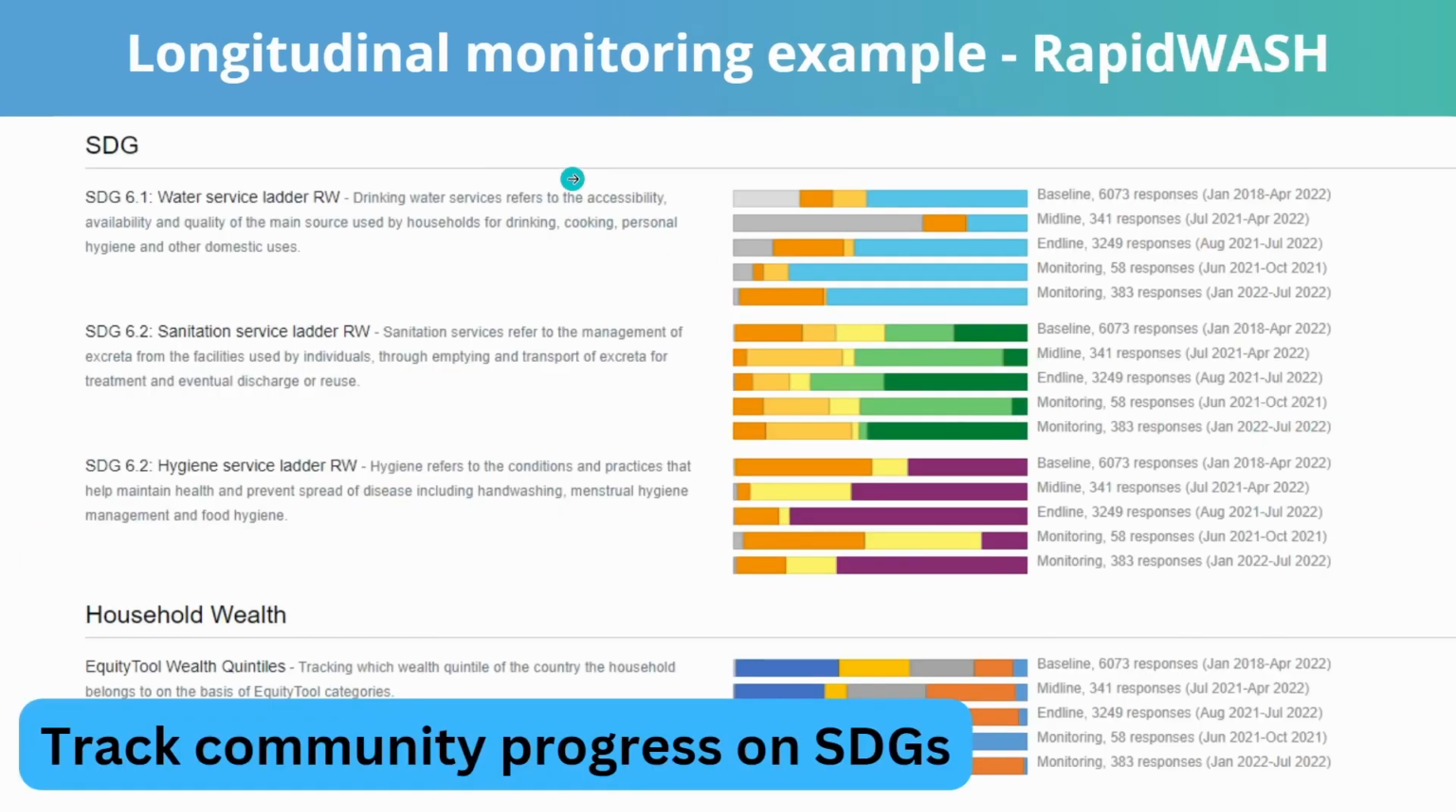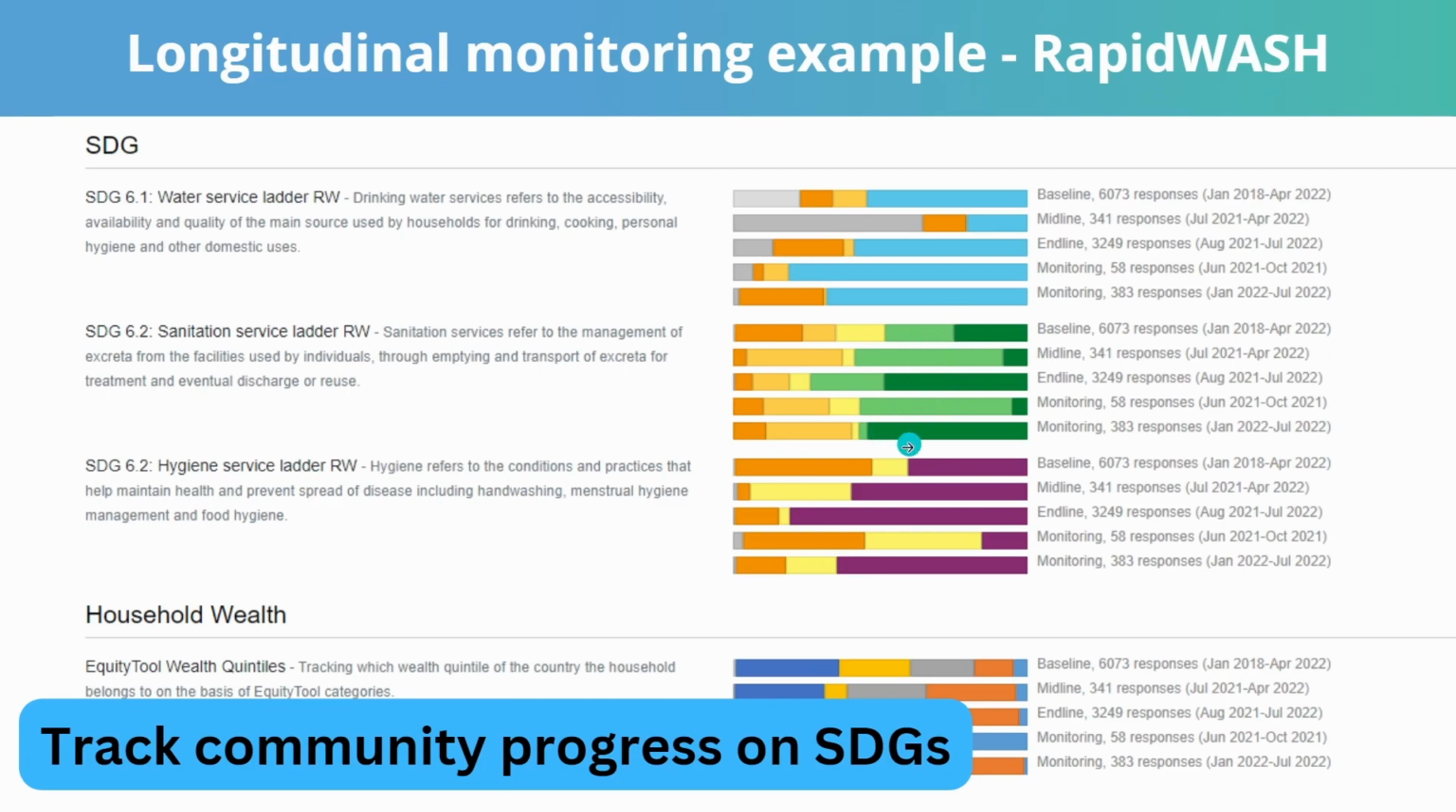You can do RapidWASH style SDG monitoring. So community level tracking where you visit individual households and see the results at the community level. So here we see SDG 6.1, the water service ladder, SDG 6.2, sanitation and hygiene, and how there's been baseline trackings for households, midline, endline, and follow-up responses, and then visualize as well. So you see, is there progress?